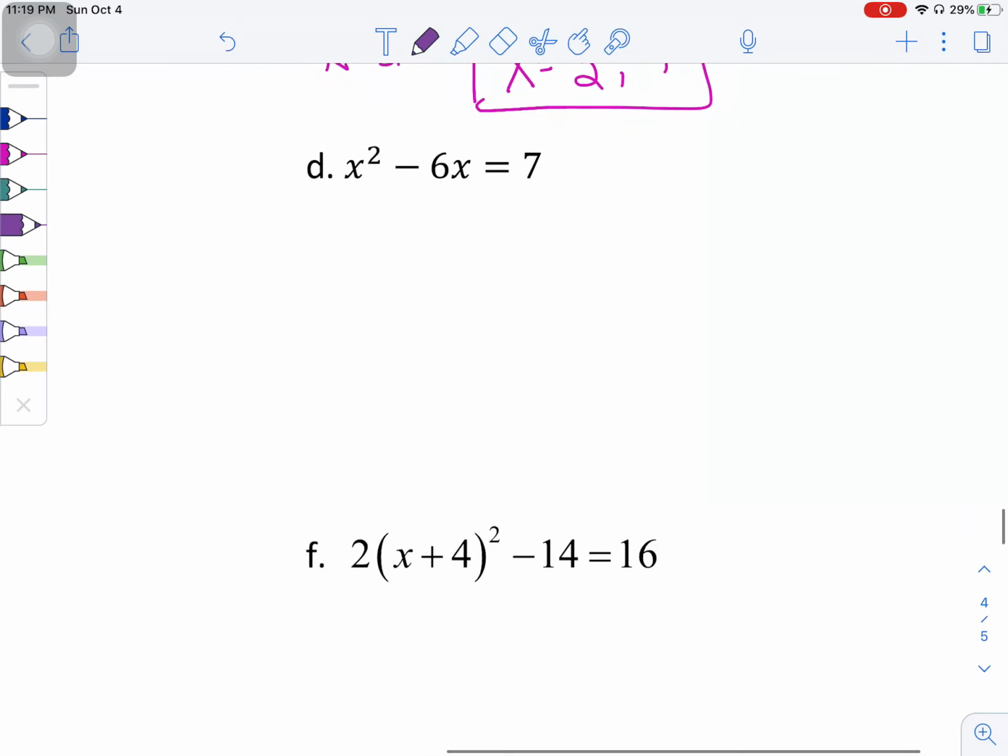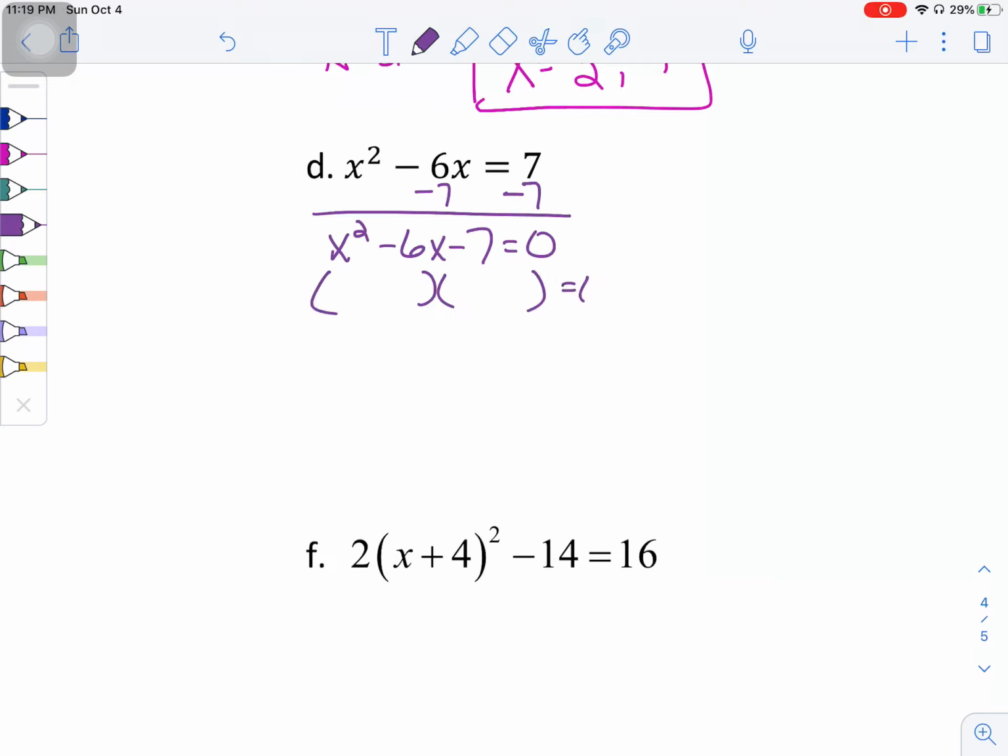Part D is not in a format that I like right now because it's equal to 7. So I'm going to subtract 7 from both sides. So x squared minus 6x minus 7 is equal to 0. Now it's in a format that I like, standard form. There's no number in front of x squared, so I'm just going to try and do the straightforward trinomial factoring here. So I'm trying to multiply to -7. Well, 7 and 1 is it. And I'm trying to add up to a -6. So -7 times 1 is -7. -7 plus 1 is -6. Take each factor, set it equal to 0, and solve.